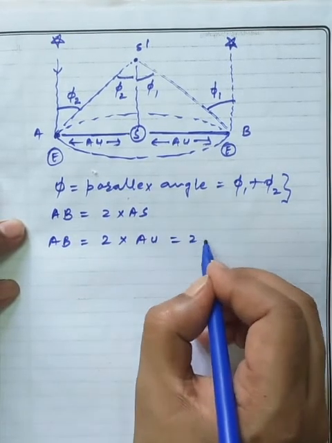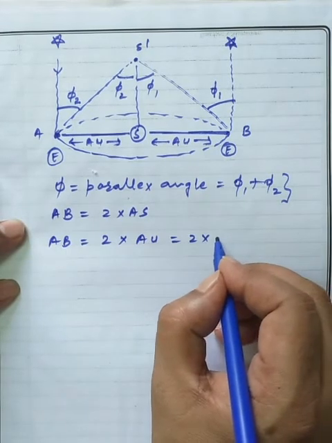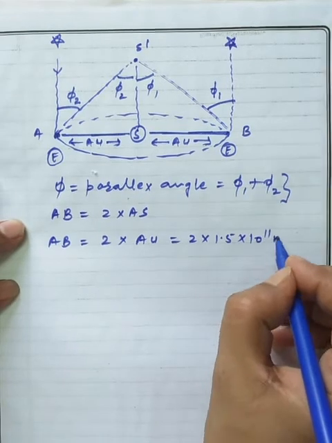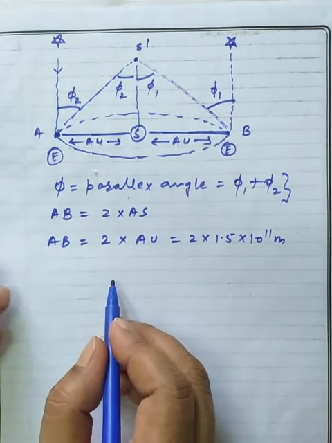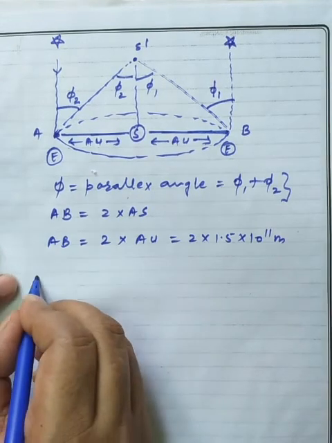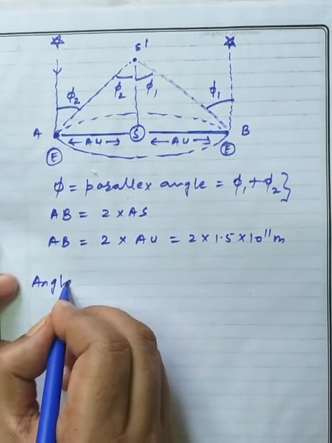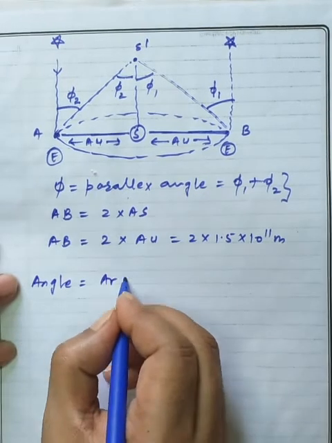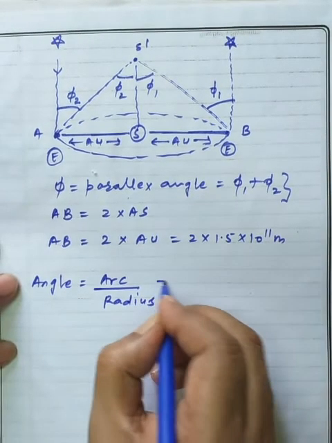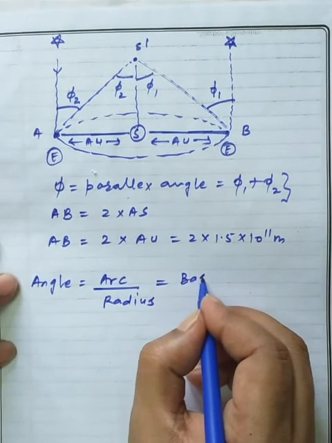Fundamentally we are getting the mathematical value 1.5 into 10 raised to power 11 meter. So it is an estimated value, and easily we can go on to find the distance of the star. We are using the general formula, angle is equal to arc upon radius. So the arc is generally called the basis.